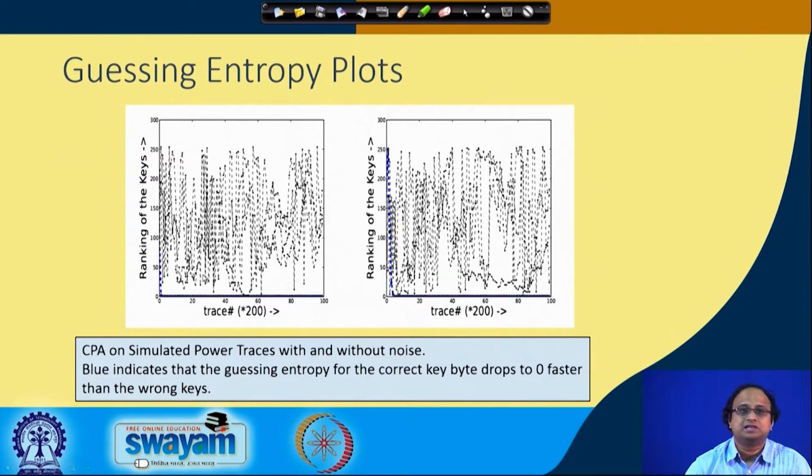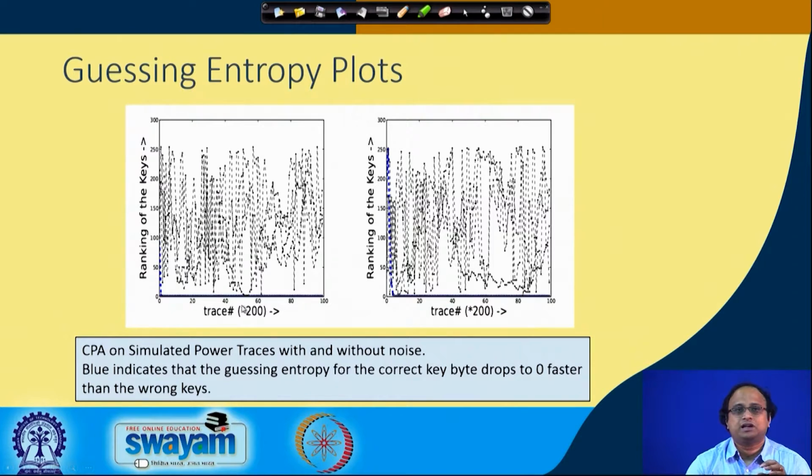So for example, you can see that these are again CPA done on simulated power traces, as we have discussed beforehand, with and without noise. If you can observe, there is a blue line, and there are several wrong keys. It is basically the ranking of the key, that means the position of the key in the guessing vector, plotted against the number of traces.